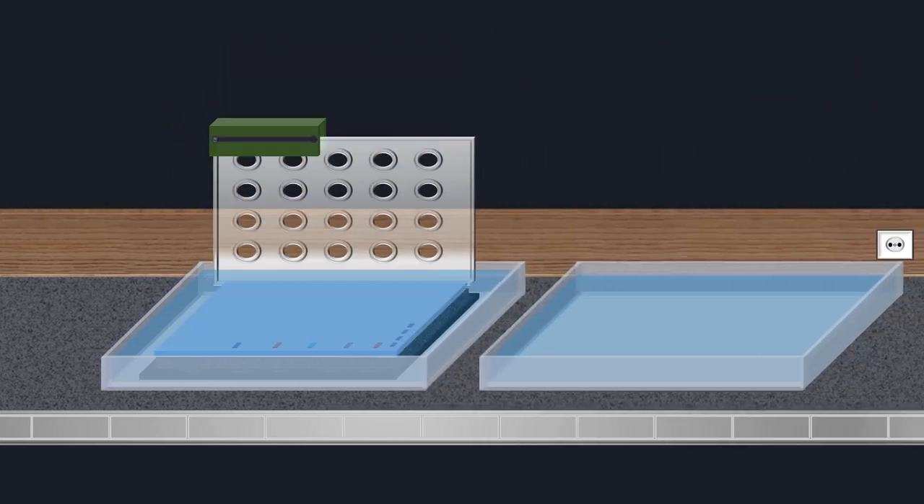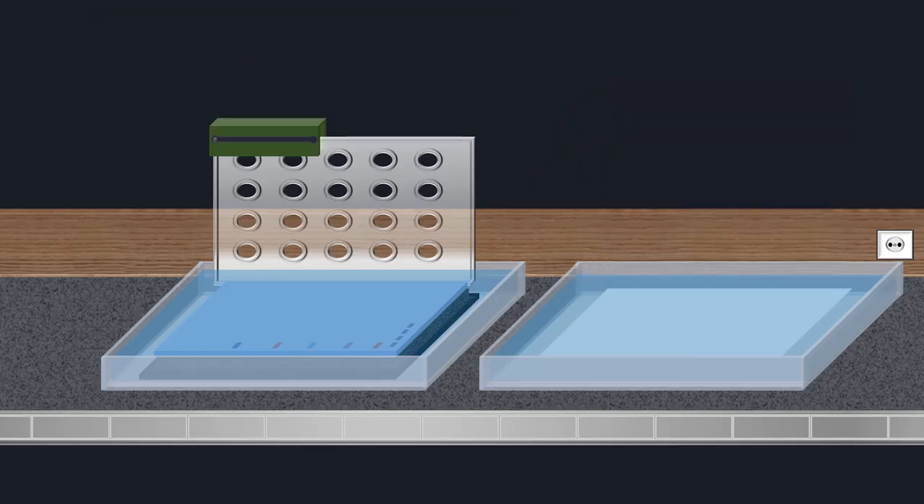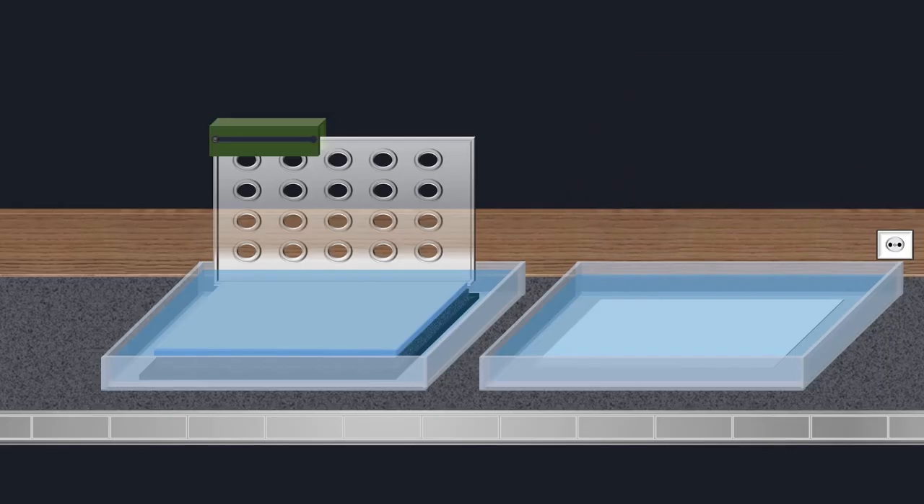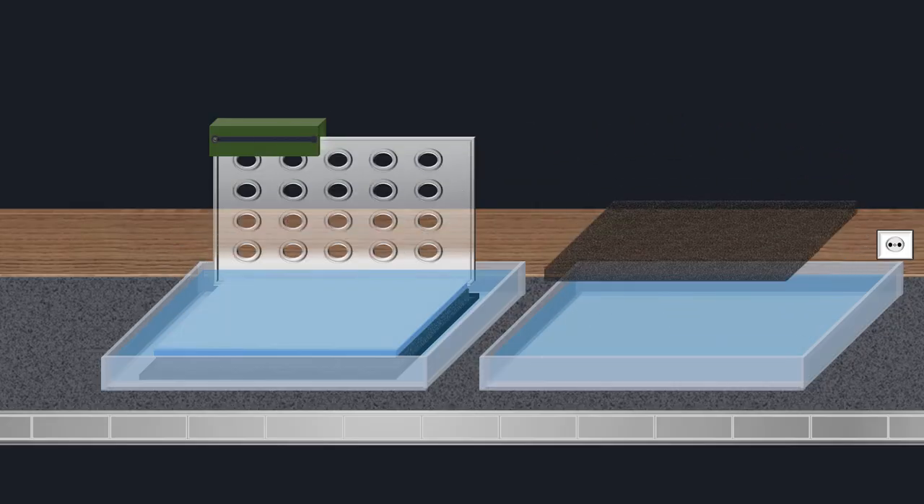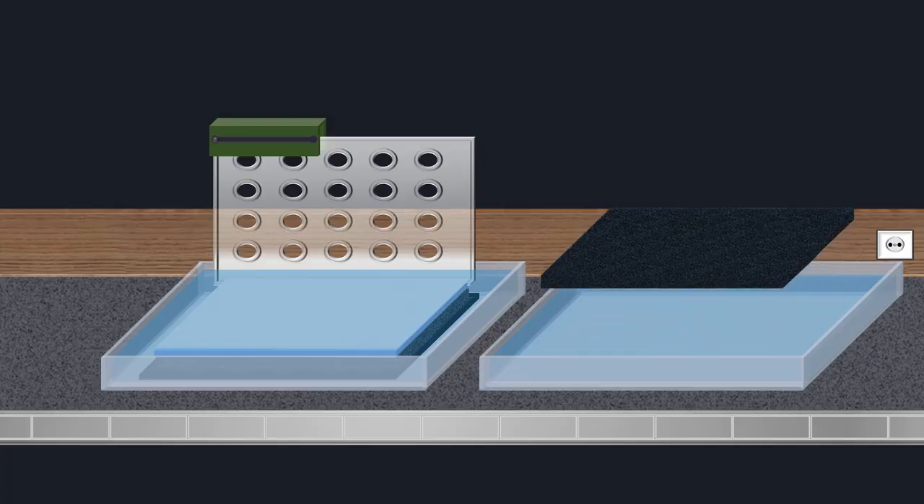For the transfer, a nitrocellulose membrane or a polyvinylidene difluoride membrane can be used. The membrane is soaked in the transfer buffer. Then, it is placed squarely on the gel. Next, a second sheet of blotting paper is wetted with the transfer buffer. Then, it is placed on top of the membrane. Finally, a second fiber pad is immersed in the transfer buffer. Then, it is laid on top of the blotting paper.